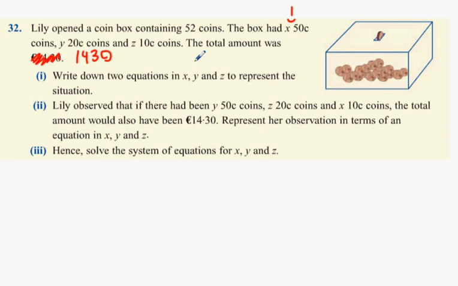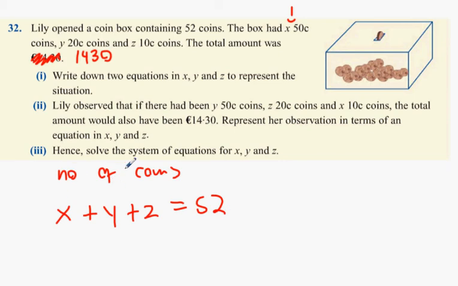So, write down X, Y, and Z to represent the situation. How many coins do we have? So that means what? X plus Y plus Z. The number of 50 cent coins, 20 cent coins, and 10 cent coins must equal 52. Okay, next part. Lily observed that if there had been Y 50 cent coins, Z 20 cent coins, and X 10 cent coins, the total amount would have been 1430. Represent her observation in terms of this.